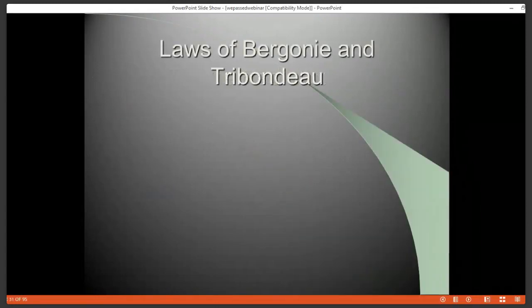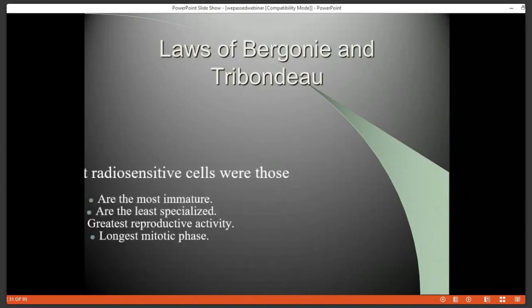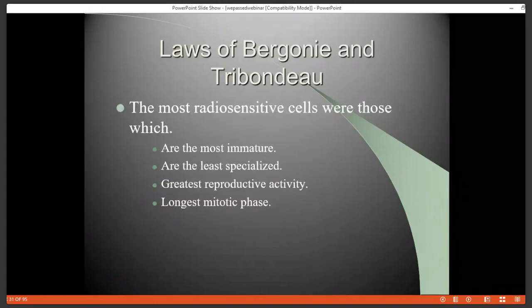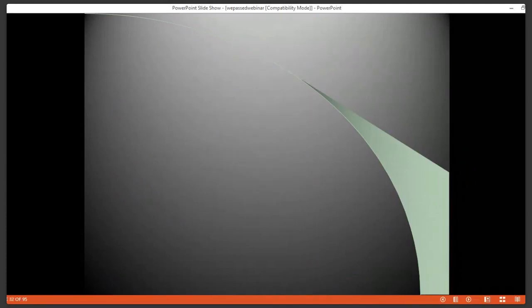A little bit at tissue responses here. We'll start off talking a little bit about the laws of Bergonié and Tribondeau as they apply to radiation. And early on, they thought the most radiosensitive cells were those that are most immature, least specialized, greatest reproductive activity, and the longest mitotic phase, meaning a long life of division process. Of course, these refer to any of our stem cell populations where we're rapidly dividing immature cells. Bergonié and Tribondeau said these cells responded as if they were the most radiosensitive cells in the body.